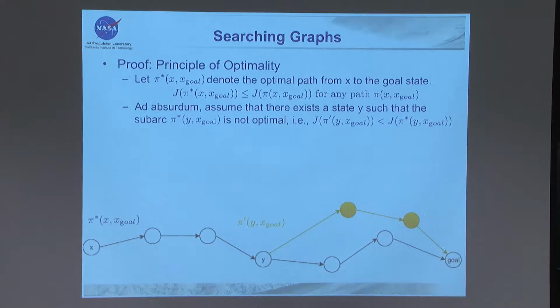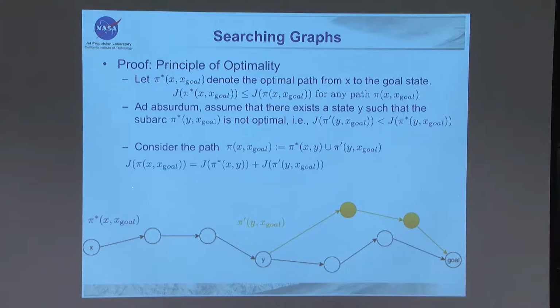And let's compare the cost of these paths. So let's form this alternative second path. It starts with the first sub-arc and this yellow sub-arc. If you write the cost of this new path, you can say it is the cost of this first arc plus the cost of the second arc.